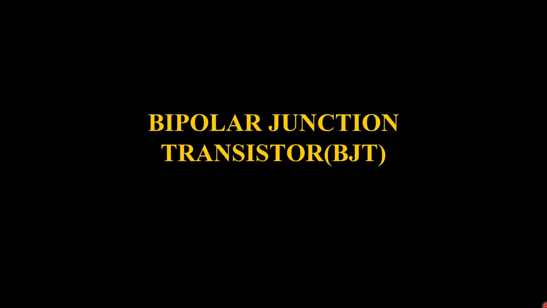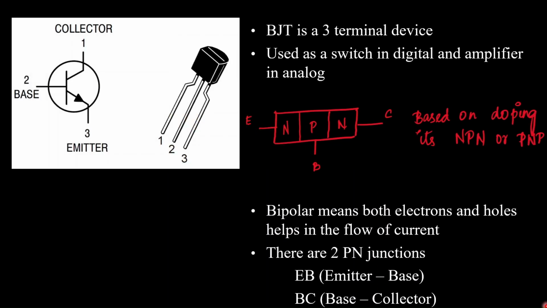Today I'll be explaining the basics of the bipolar junction transistor, which is commonly called BJT. So let's get started. First, the BJT is a three-terminal device. So what are the three terminals? One is emitter, base and then collector. It is used as a switch in digital circuits and as an amplifier in analog circuits.